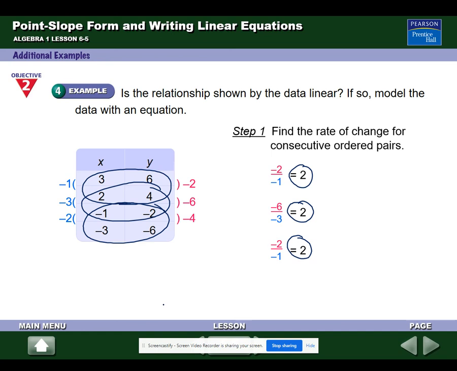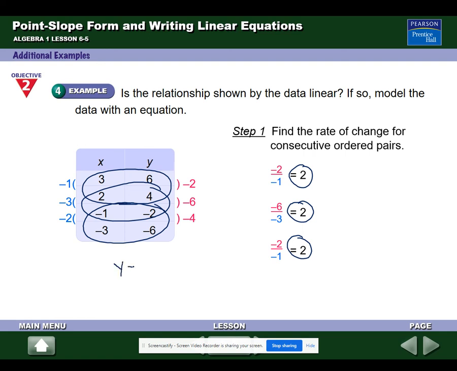Side note, they're on the same line not just because they have the same slope, but they're also points on the line, right? There are plenty of lines that would have a slope of 2, but only lines that have a slope of 2 and these unique points, 3, 6, 2, 4, -1, -2, -3, -6, are going to lie on the same line when we use those points in the slope formula. Okay? So if you believe that, I hope my explanation was okay there. I'm trying to keep the video short.